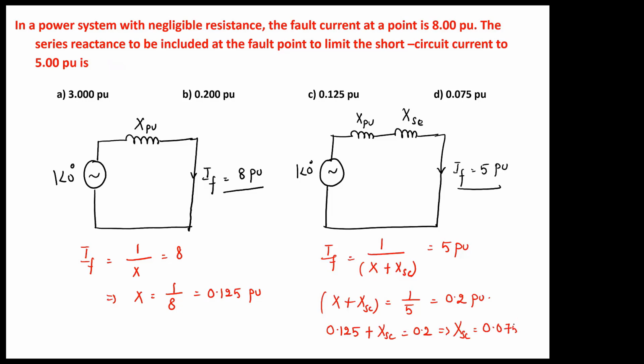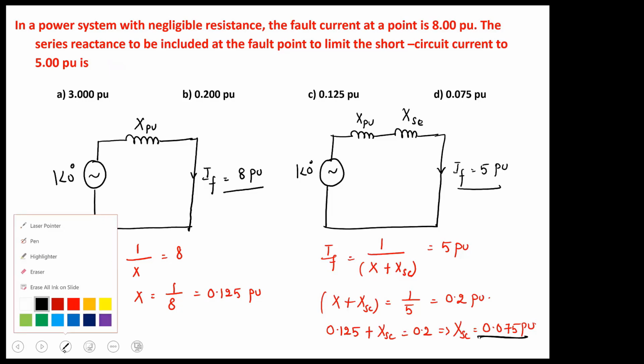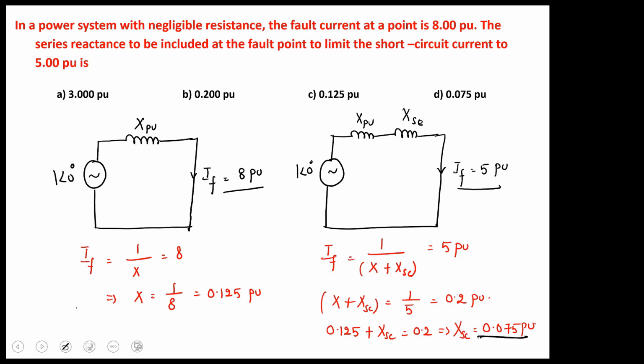0.075 per unit. So this is the value of series reactance that we need to connect to reduce our short circuit current from 8 per unit to 5 per unit. So this is your right option. Understood?